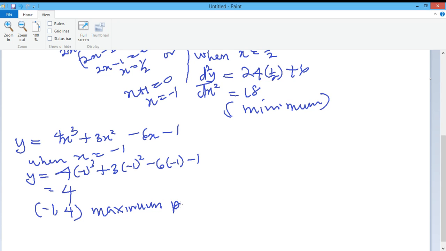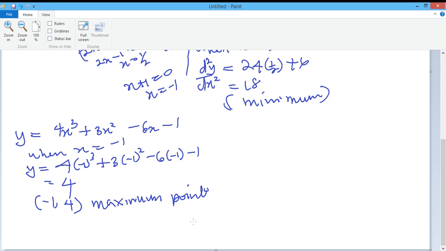Let's now find the corresponding value of y when x is half. So when x is equal to half, our y will be equal to 4 times half cubed.